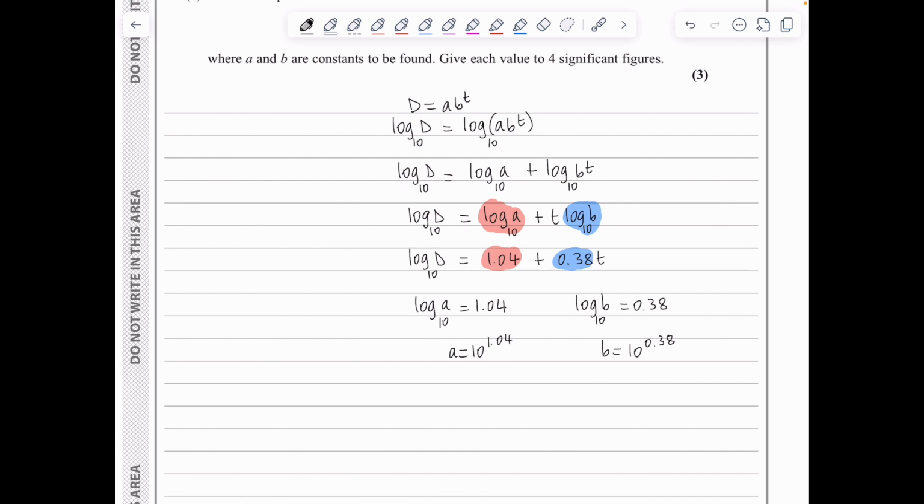If I plug this on the calculator, I find that a is 10.96 and b is 2.399, and therefore the equation of the model is d is 10.96 times 2.399 to the power of t.